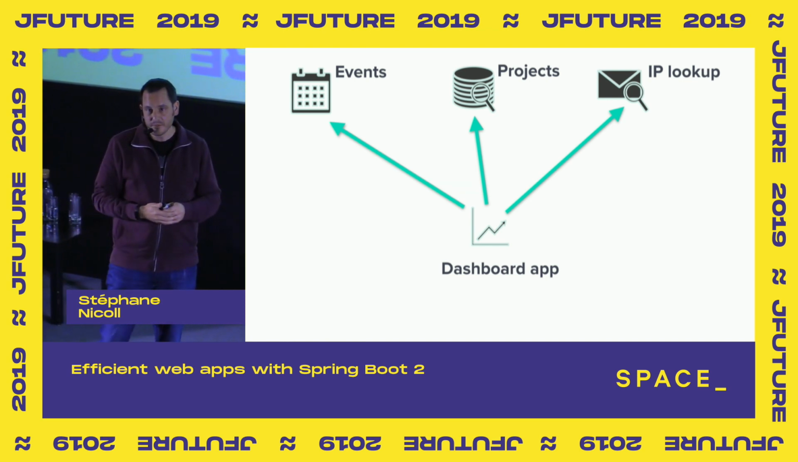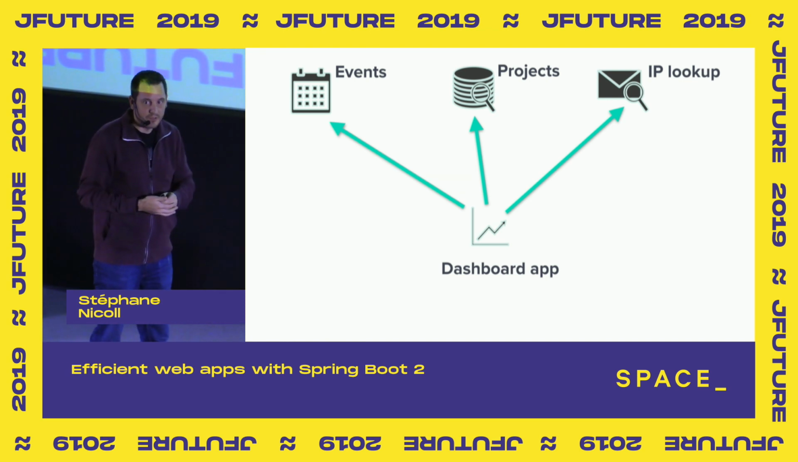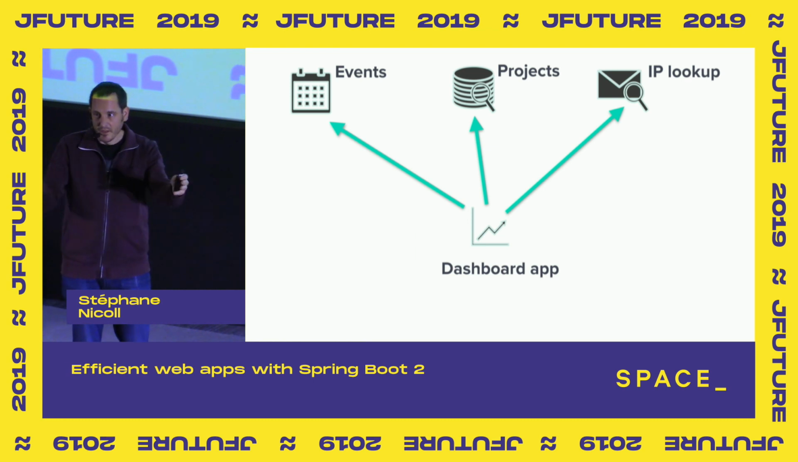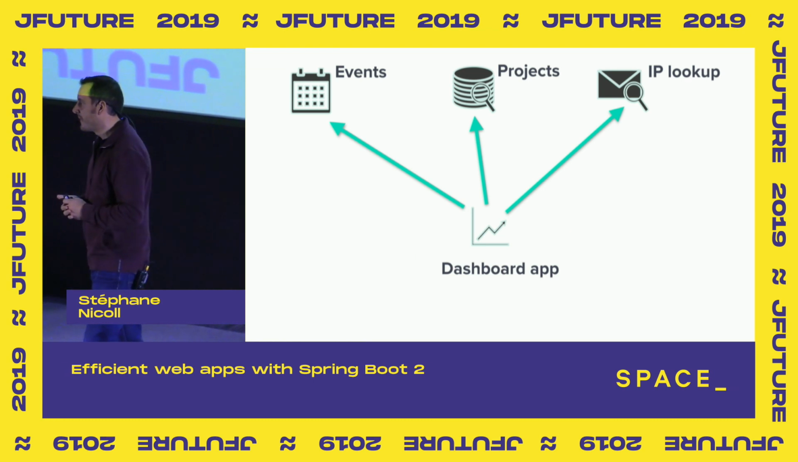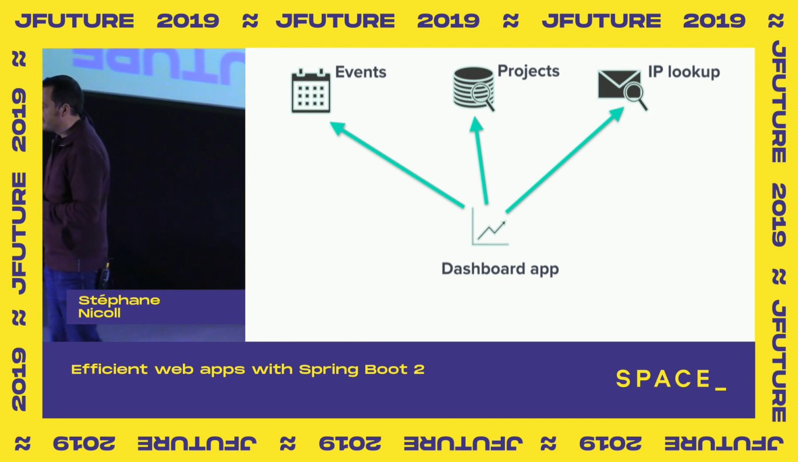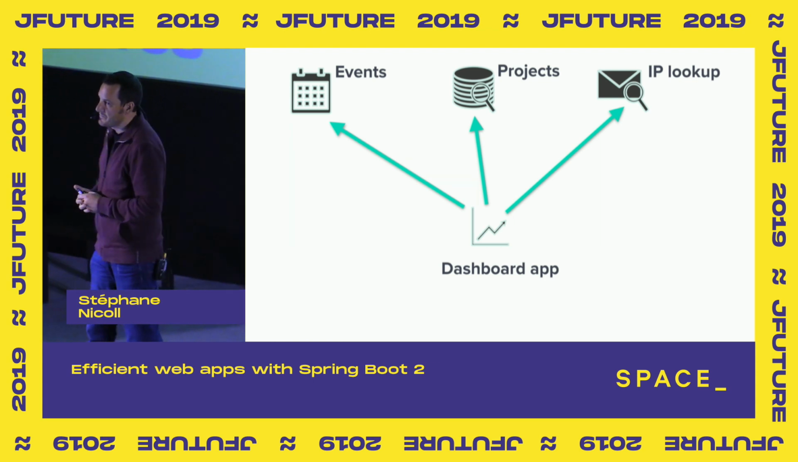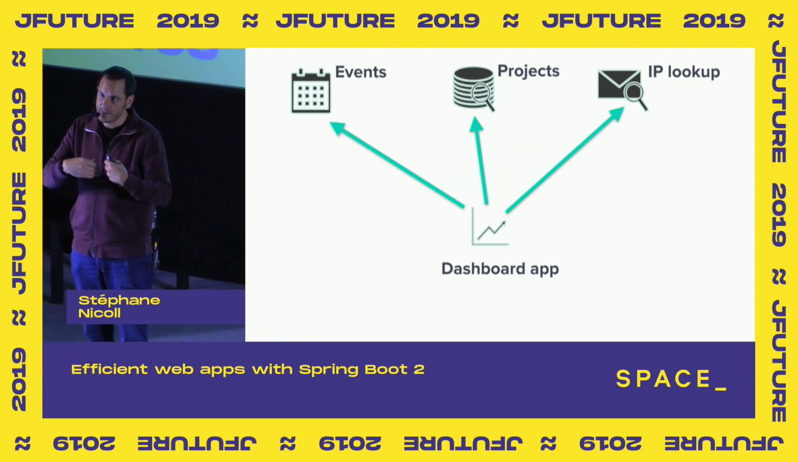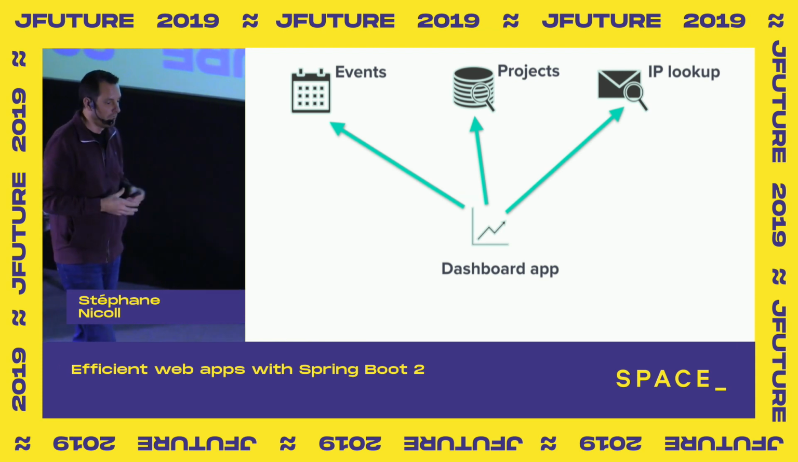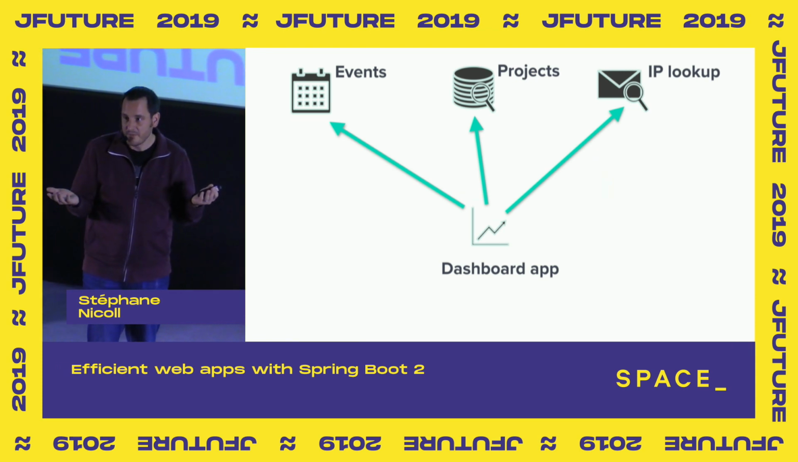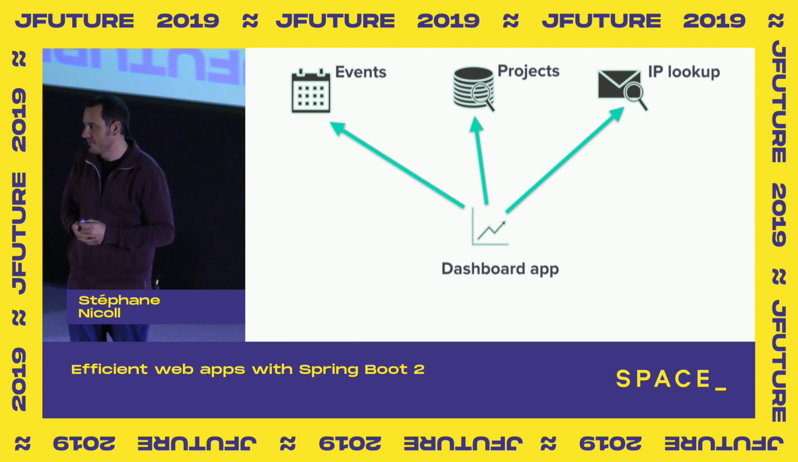There is an events service that tells us about stuff that happened in the time frame that we are interested in. And there's an IP lookup service that gives you back IP addresses of something that might be abusing the service, whatever. It's for the sake of the example here.